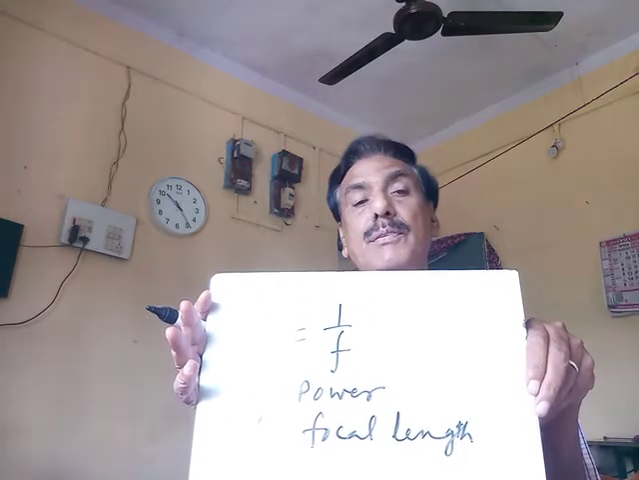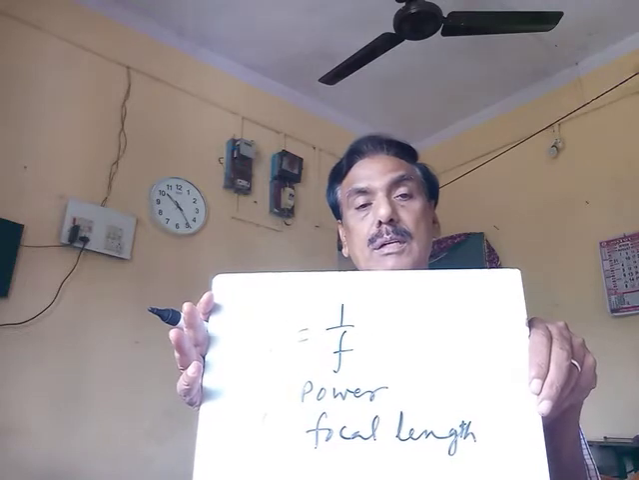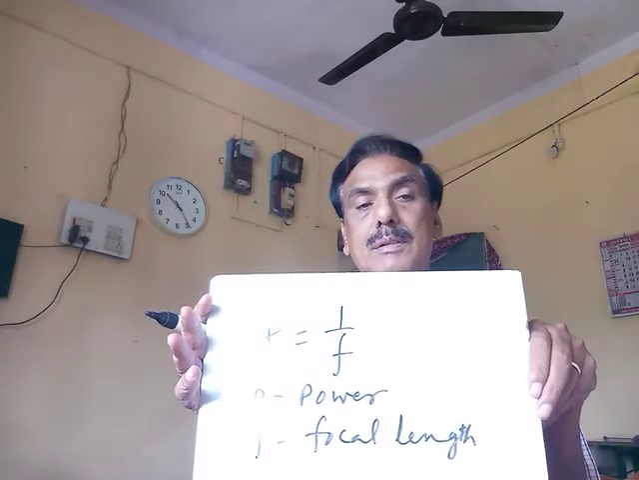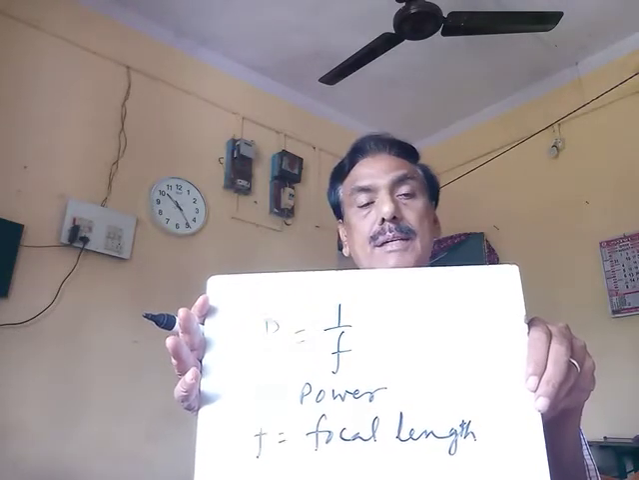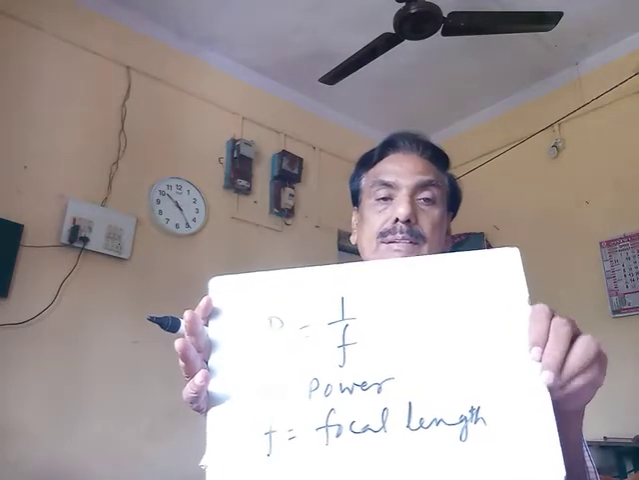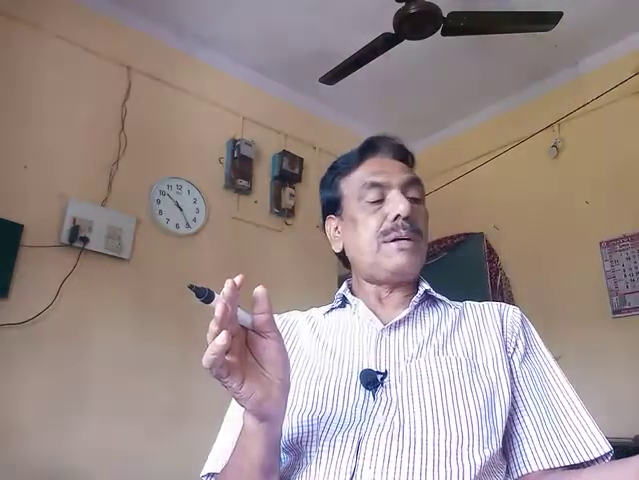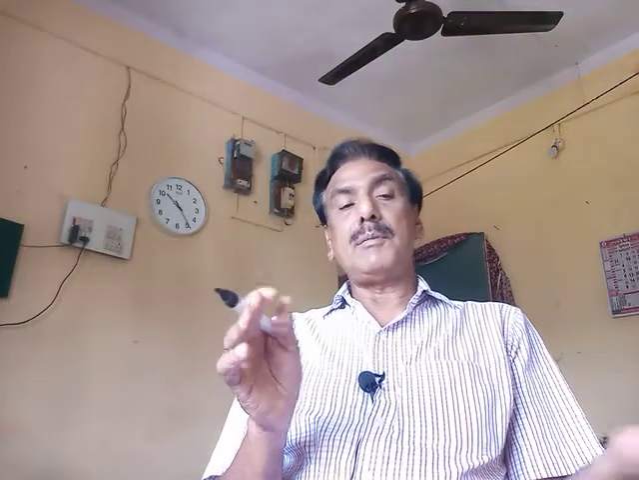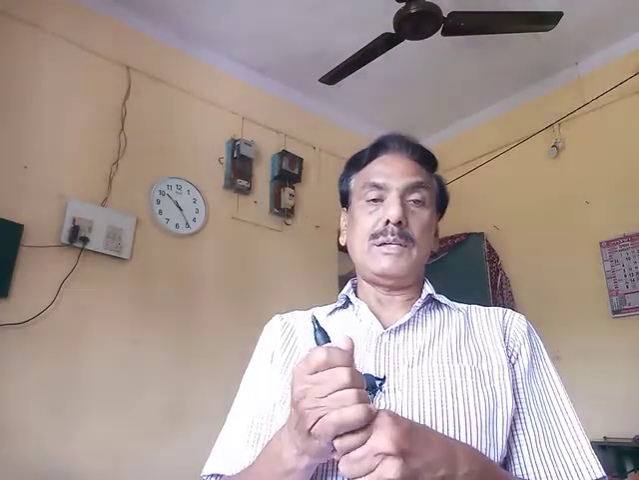When the focal length is small, the power will be more. When the focal length is big, the power will be less. So the power is inversely proportional to the focal length. More focal length, less power, and less focal length, more power.